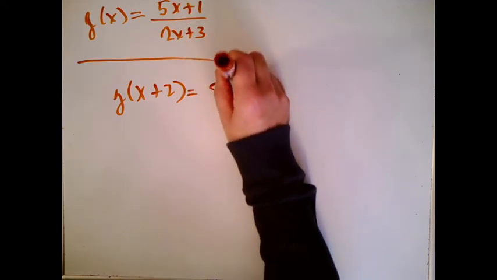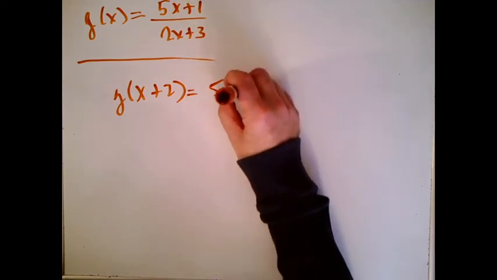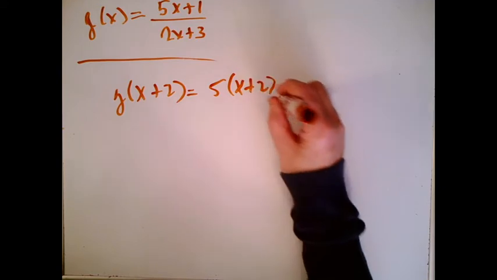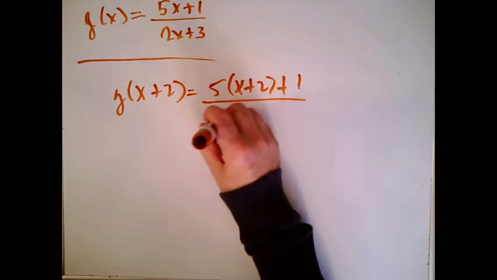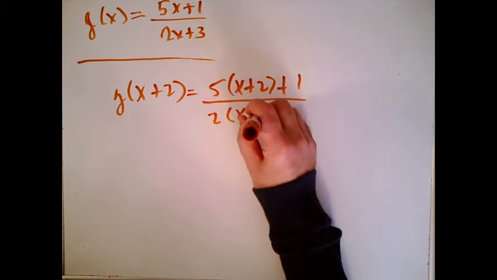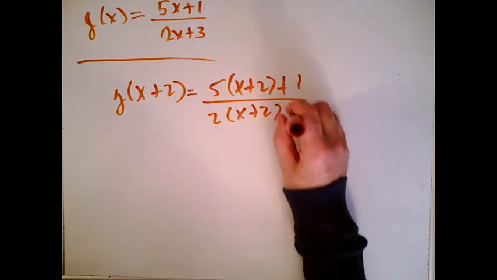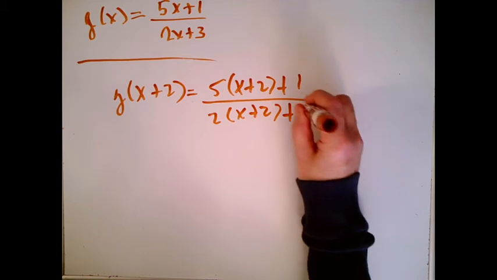I have 5. Instead of x, I'm going to have x plus 2. And then I have my plus 1. On the bottom, I'm going to have 2 times x plus 2 plus 3. Like that.